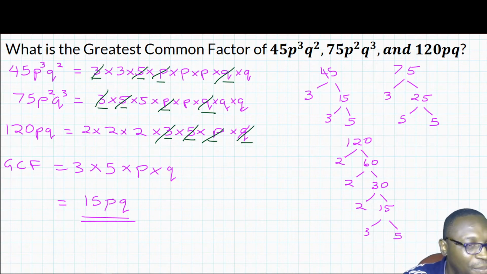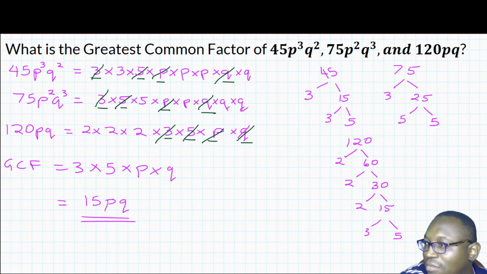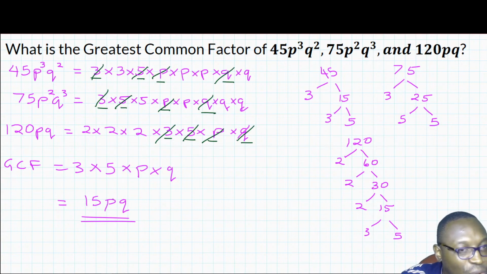Let's run through it one more time. When you have any set of terms, you want to first express each of the terms as a product of its prime factors. And then you want to look for the prime factors that appear for every single term, and that's what you're going to have for your greatest common factor. That's simply all you have to do for greatest common factor.